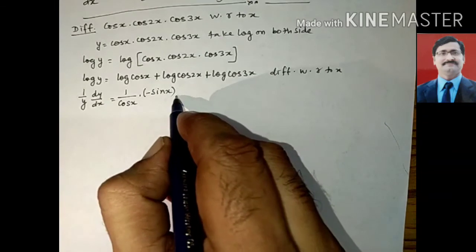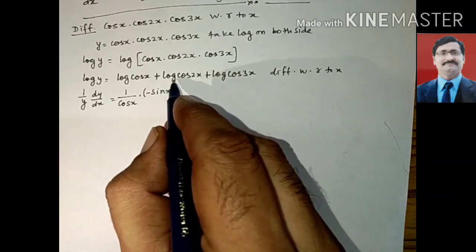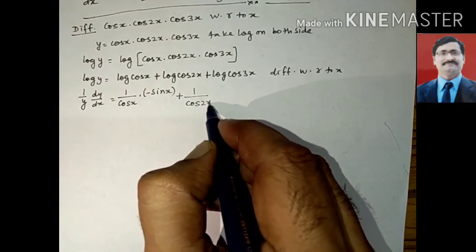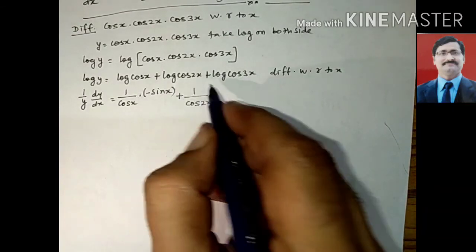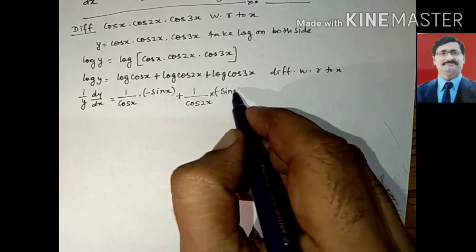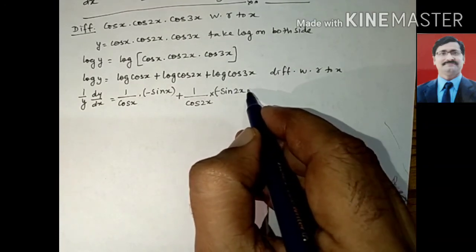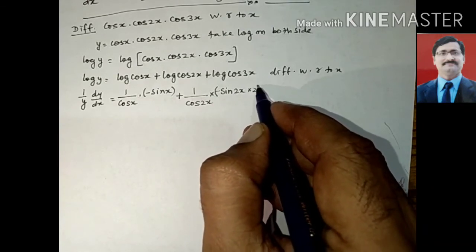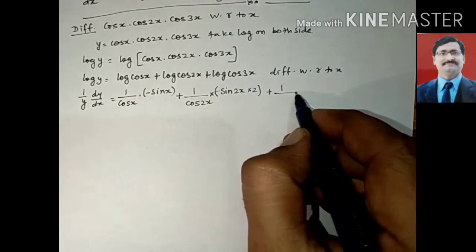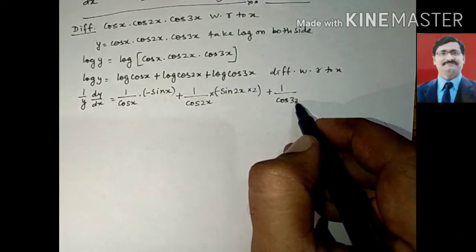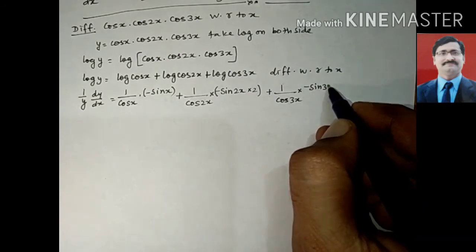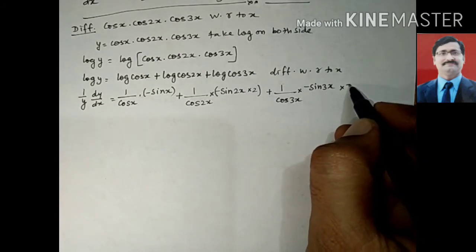Plus, similarly here, the log differential is 1 upon cos 2x, and the differential of cos 2x is minus sin 2x, and the differential of 2x is into 2. Plus here again the log differential is 1 upon cos 3x, then the differential of cos 3x is minus sin 3x, and the differential of 3x is into 3.